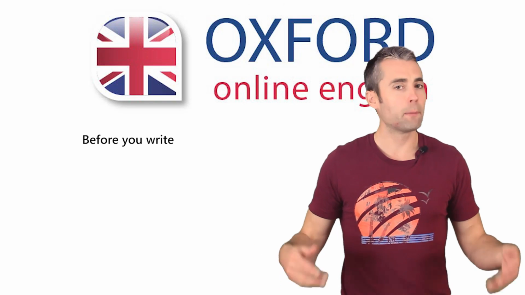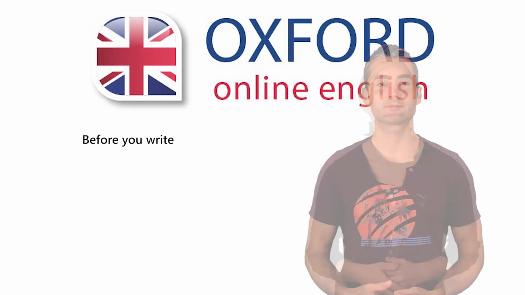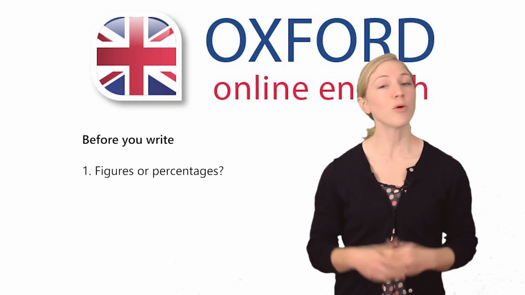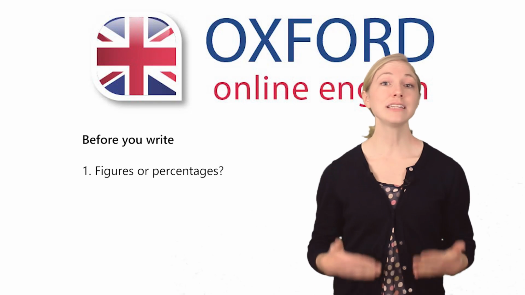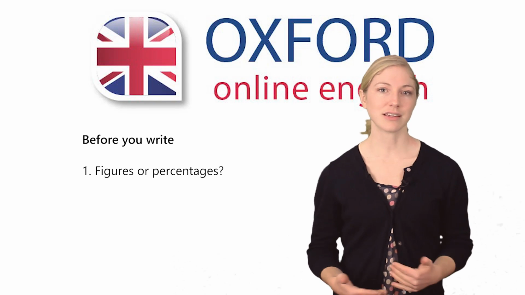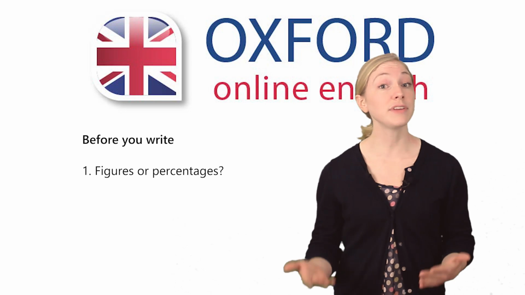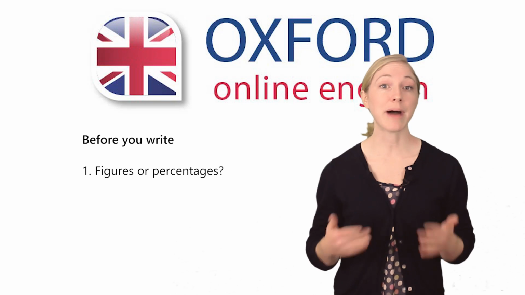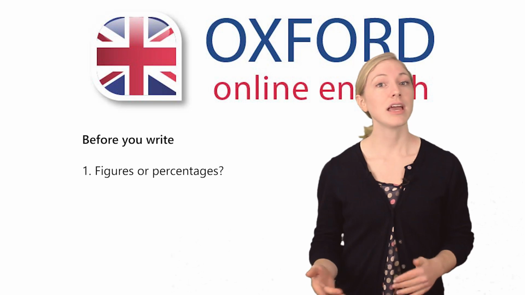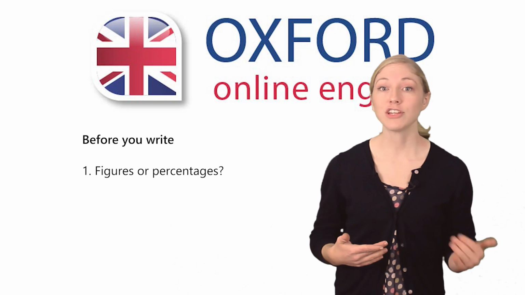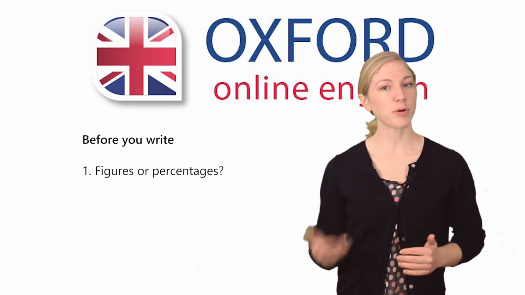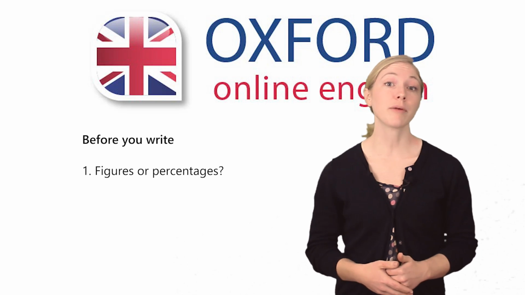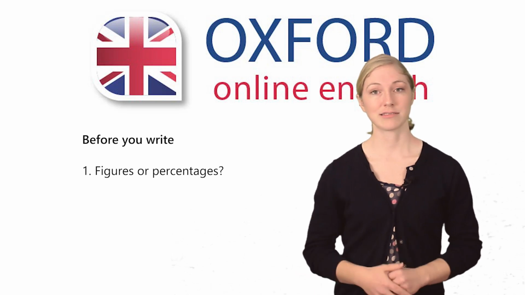What else should you do before you start writing? 1. For a chart, check whether it shows figures, percentages, or a mix. You need different language to talk about these things. If the chart shows figures, you'll need to talk about numbers, figures, amounts, and so on. If the chart shows percentages, you'll need to talk about percentages and proportions. Here, these are pie charts, so you need to talk about percentages and proportions.